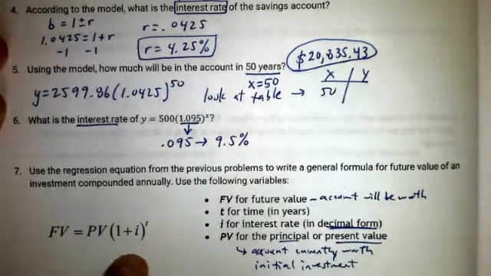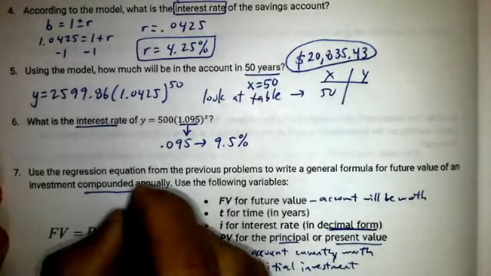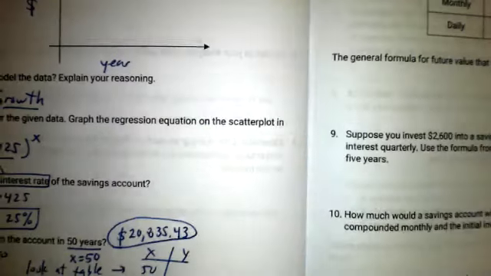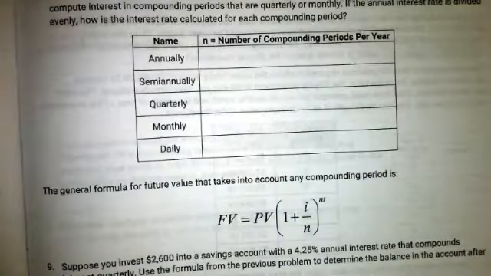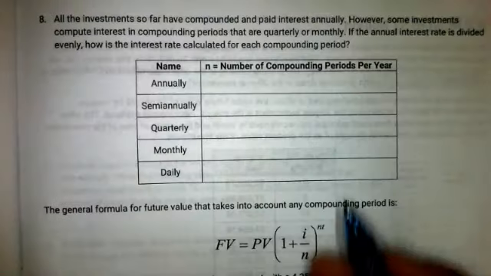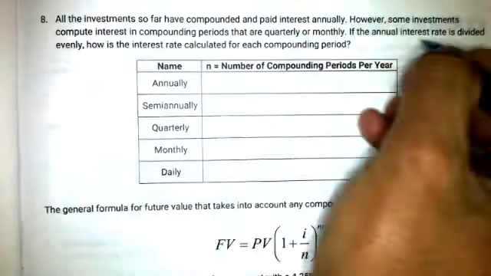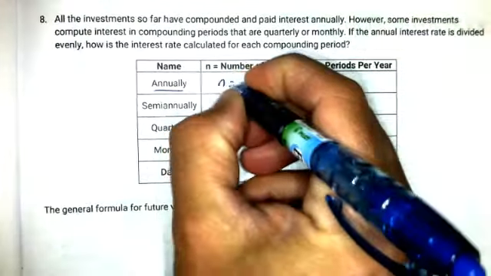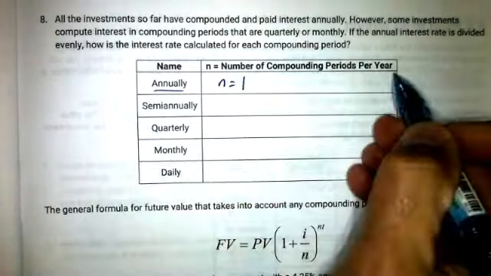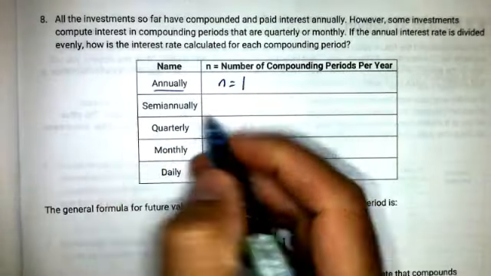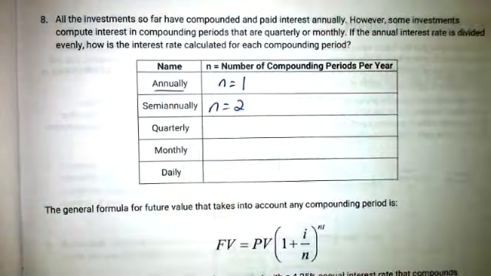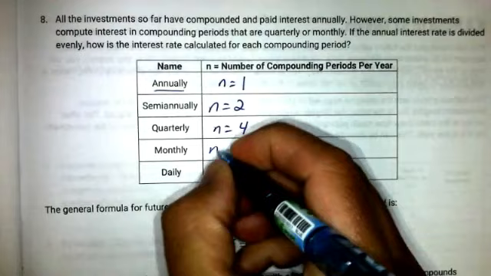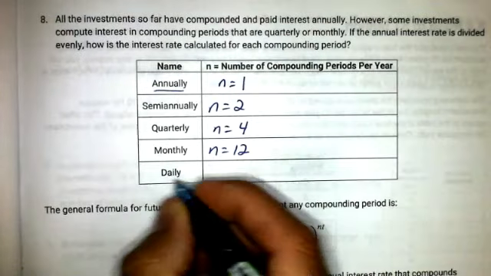Now our account can be compounded annually, so that's once a year, or as we'll see on the next page, you might see a formula that looks kind of familiar to you. Some investments can compound quarterly, monthly, or more. Annually means once per year, so the number of compounding periods per year is one. Semi-annually happens twice a year. Quarterly happens 4 times a year. Monthly happens 12 times a year.